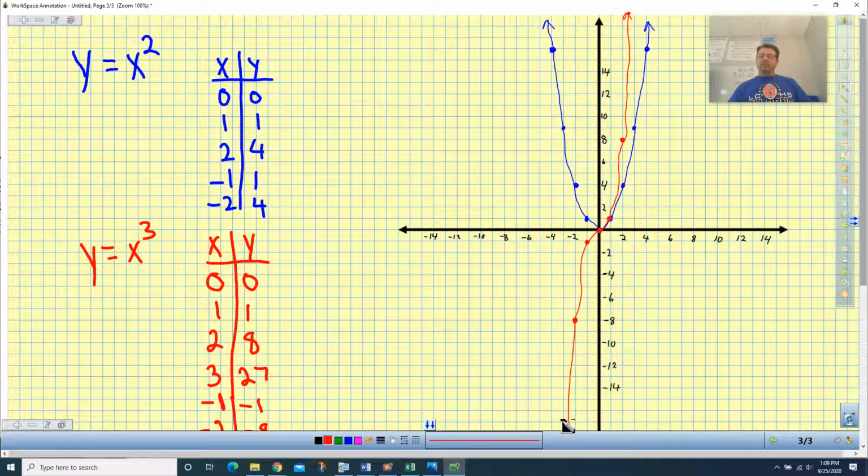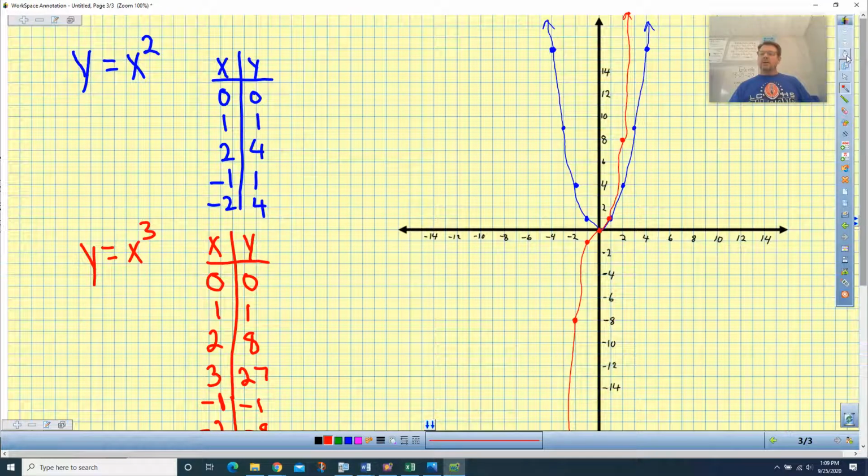Very similar, but it's got an odd, and we call this a positive slope as well, because if you drew a line from one end to the other, it would be a positive slope. Okay. That's just a comparison between these two parent functions. So make sure we're getting that vocabulary straight.